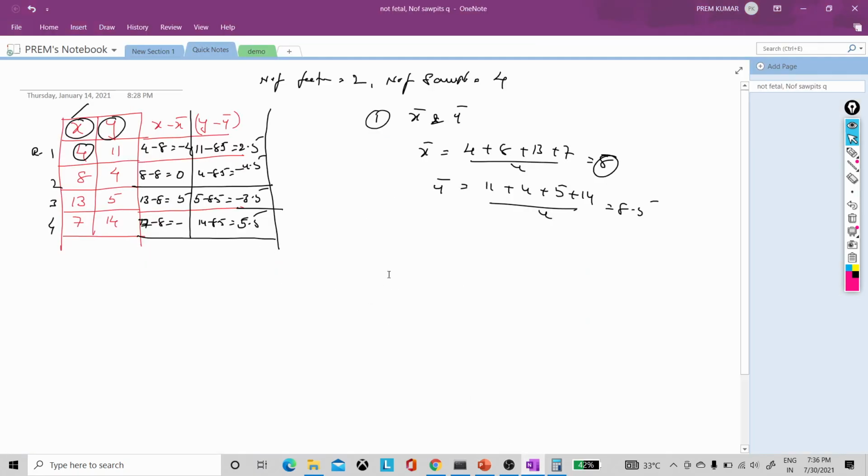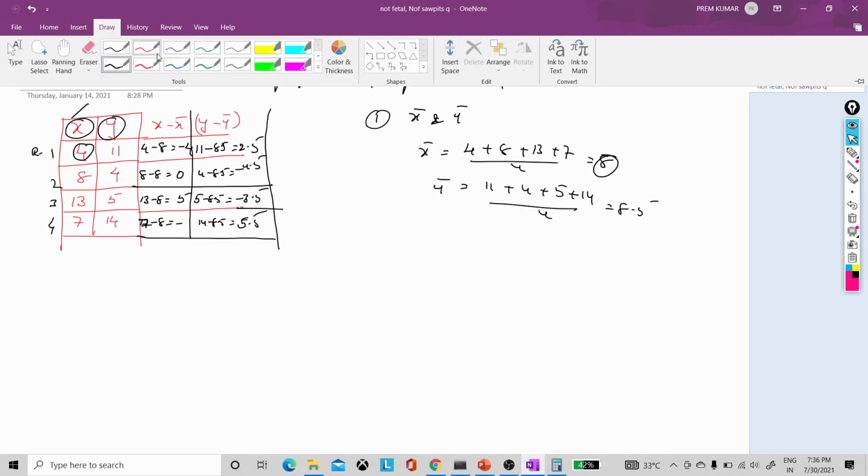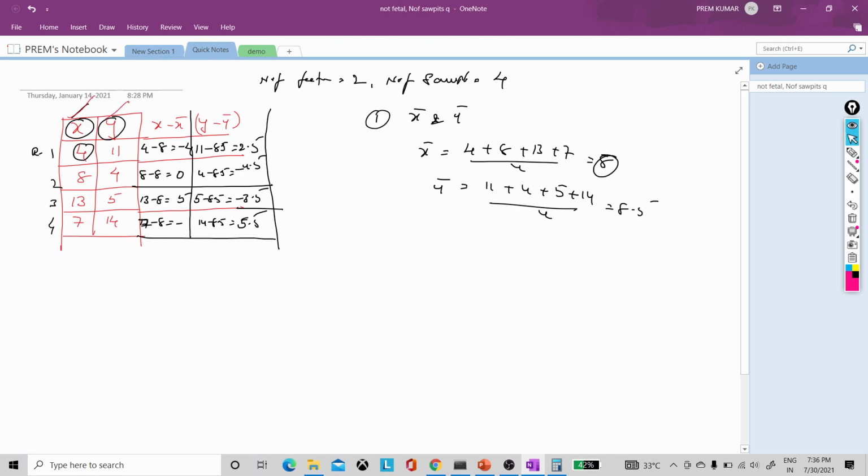So here I am taking a small data set, so this is the X and this is the Y. There are two features, x and y, and the number of samples, which means record 1, record 2, record 3, record 4, so the number of observations is 4. Feature x contains the values 4, 8, 13, 7, and feature y contains the values 11, 4, 5 and 14.